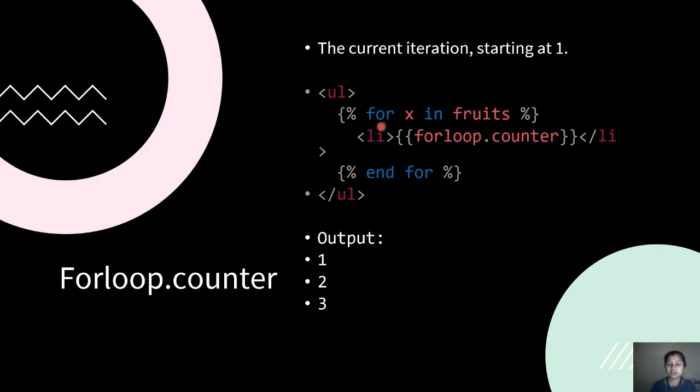Like that, we are using the for loop here, for x in fruits. Then we are listing in an unordered list, which means it will be provided as bullets. So forloop.counter, providing that variable, results in the index values. For apple, banana and cherry it will be provided as 1, 2, 3 in those bullet points.